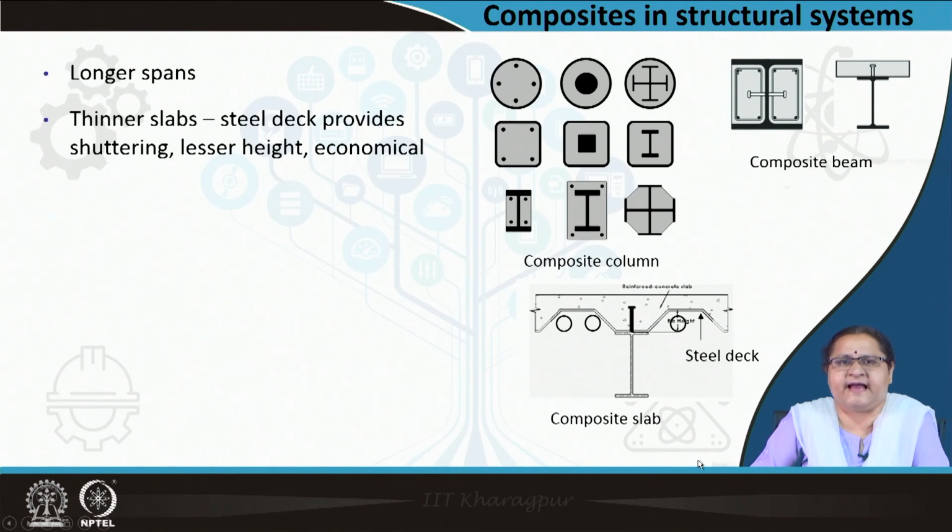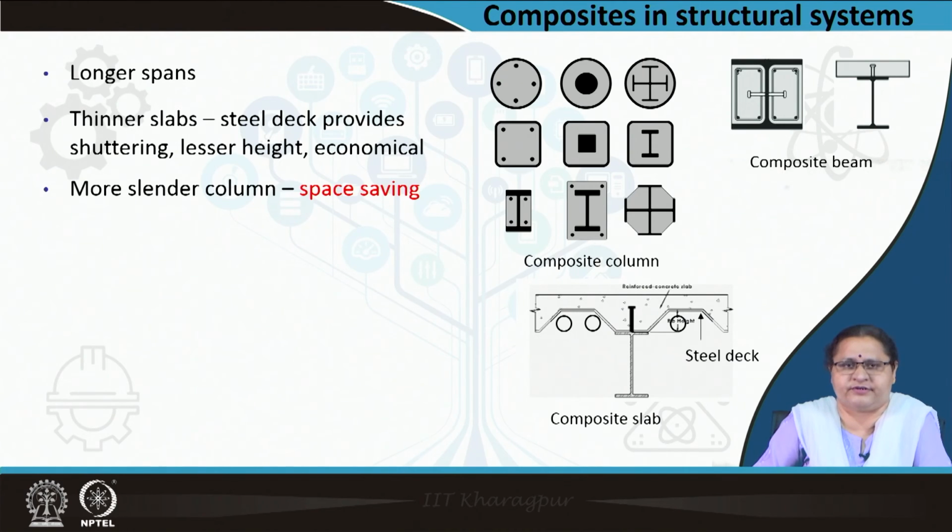We need thinner slabs through use of steel decks. The deck itself provides a shuttering to the concrete which is being added on top of it to give it a smooth floor. Obviously, you get benefit on height and hence it becomes economical. Coming to the columns, they become much slender. That means you can avoid heavy columns, that means a dimension of say 1 meter by 1 meter reduces to say 500 cross 500. So that becomes the space saving. Only 1/4 of the space is required compared to a conventional column beam structure.